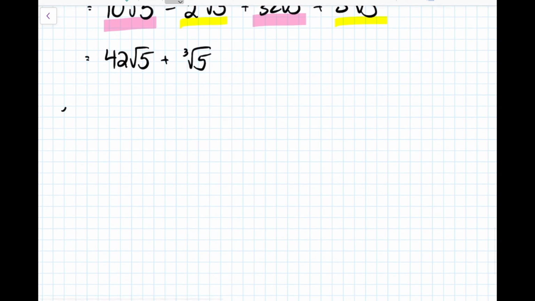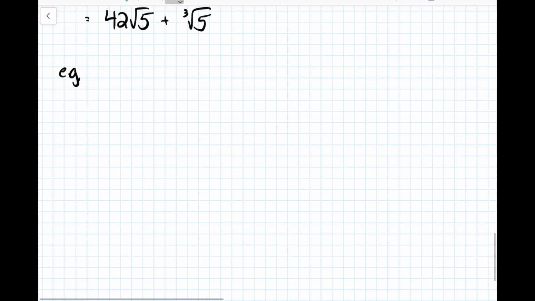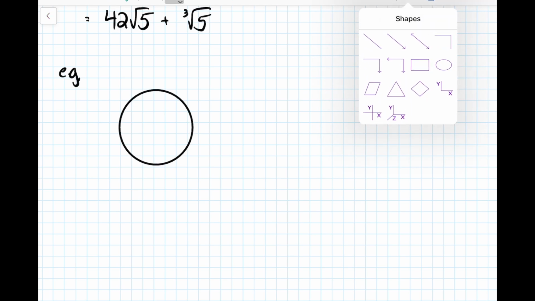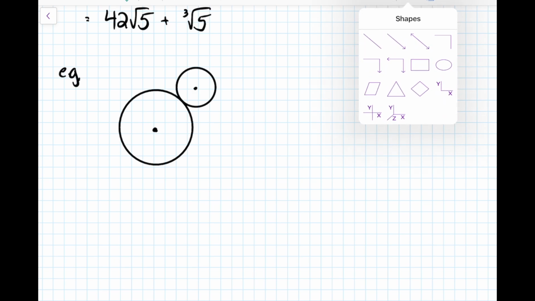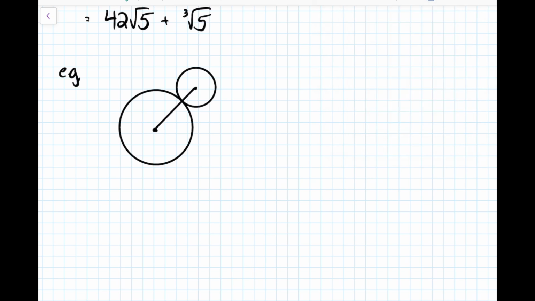All right, I'm going to give you one word problem to try here, just something to make this a little bit more challenging for you. So let's see what we've got. I'm going to draw you a couple of circles, something that looks like this. And we're going to have a line that connects the middle of those 2 circles. Like so.